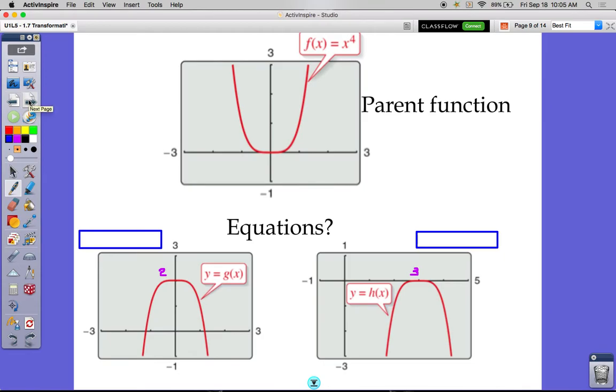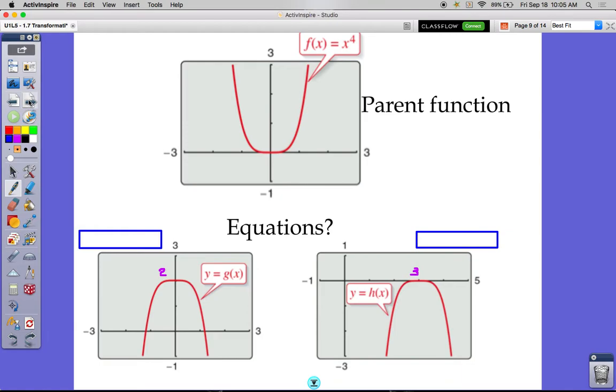Alright, so here's your time to shine. I am giving you right now a parent function. The parent function happens to be x to the 4th power. I haven't talked about this one. If you want to know the appropriate name for it, it's a quartic function. It is to the 4th power. It is the parent function.